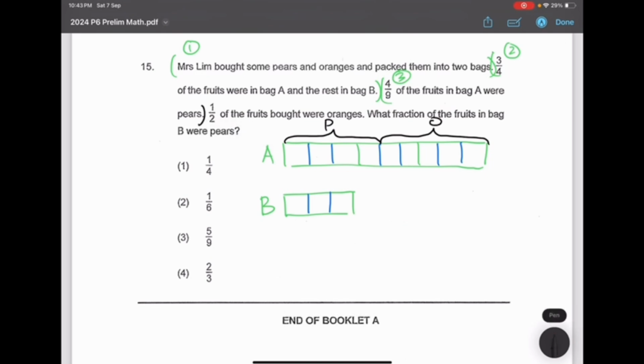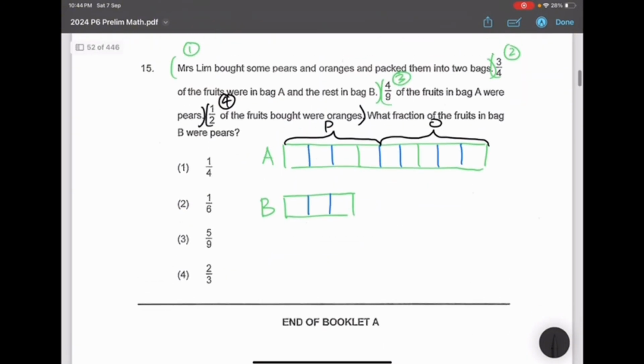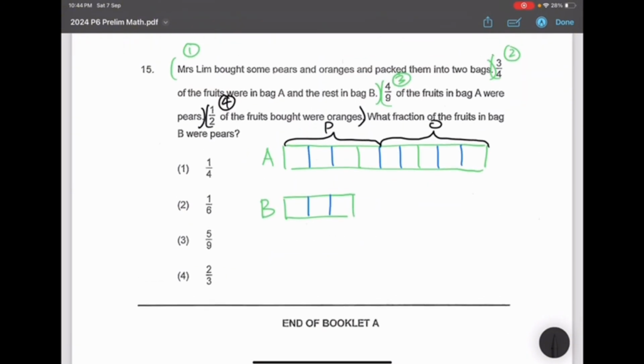Let's look at the next sentence. Half of the fruits bought were oranges. Now I want to find out the total number of units right now that I have in both A and B. And half of them will be oranges. So if I look at this, I have 9 on A and 3 in B. So total number of units equals to 12. And half of them would be 12 divided by 2. That would give me 6.